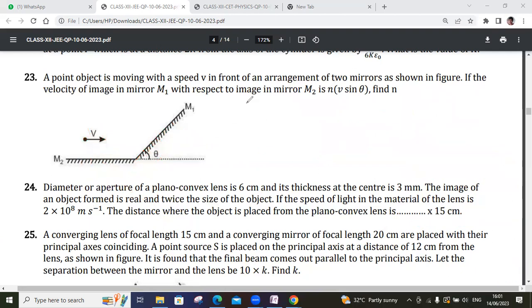Then next problem. Diameter or aperture of a plano convex lens is 6 centimeter and its thickness at the center is 3 millimeter. The image of an object formed is real and twice the size of the object. If the speed of light in the material of the lens is 2 into 10 power 8 meter per second, the distance where the object is placed from the plano convex lens is.